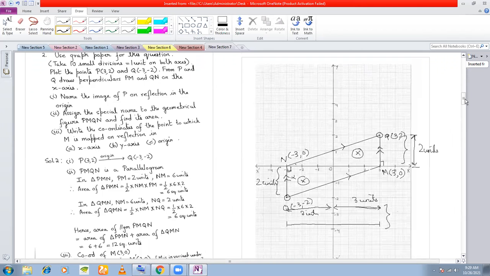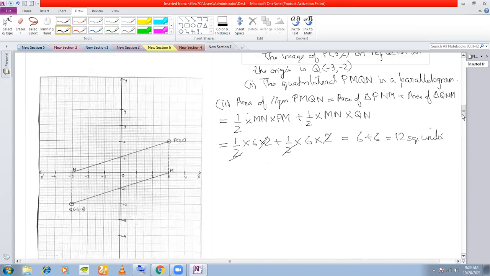Okay, that finishes the second question. Next is third question. Write the coordinates of the point to which M is mapped on reflection in the x-axis, y-axis, and origin. Okay, so first of all, we'll write the coordinates of M. From the above graph paper, you see that the coordinates of M is 3, 0.